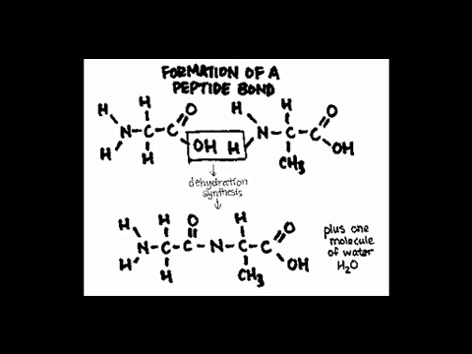So proteins, being long chains of amino acids, have lots and lots of peptide bonds in them. Another name for proteins is polypeptide. It means that it's a long chain of amino acids with many, many peptide bonds in between each amino acid.